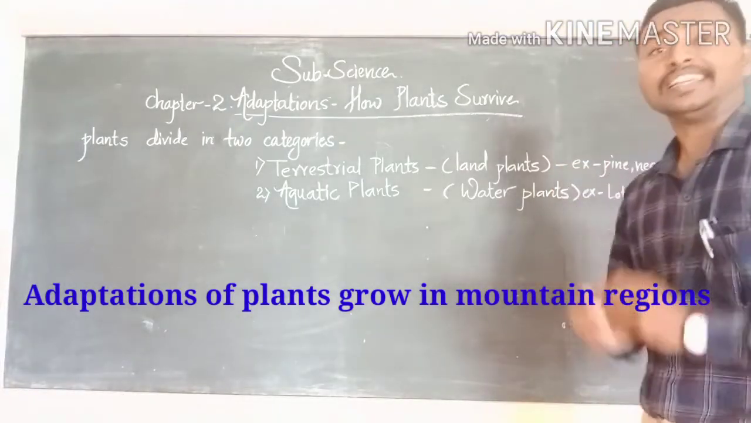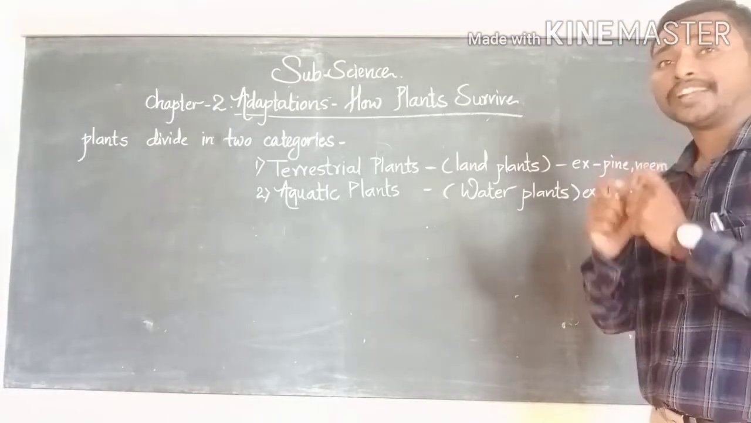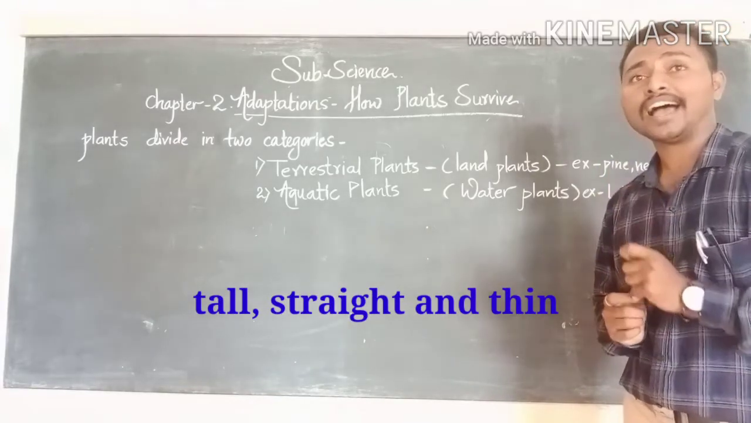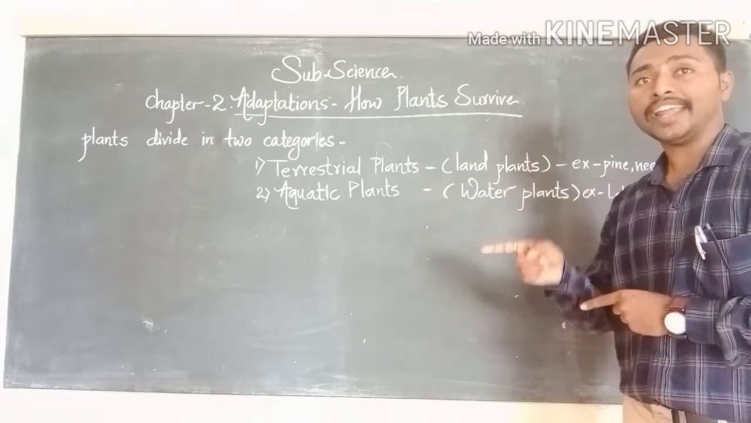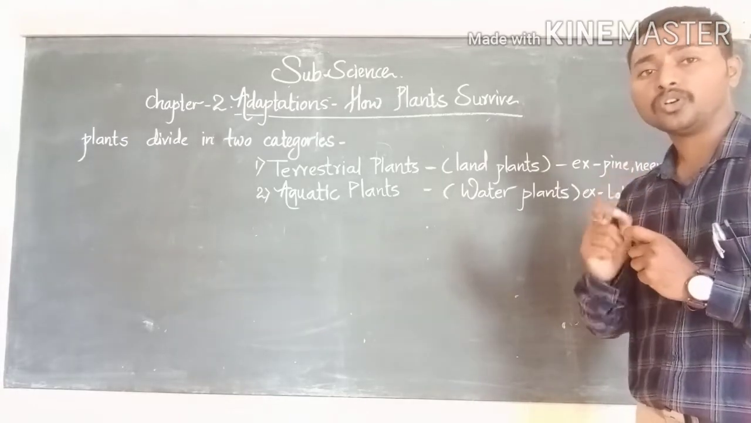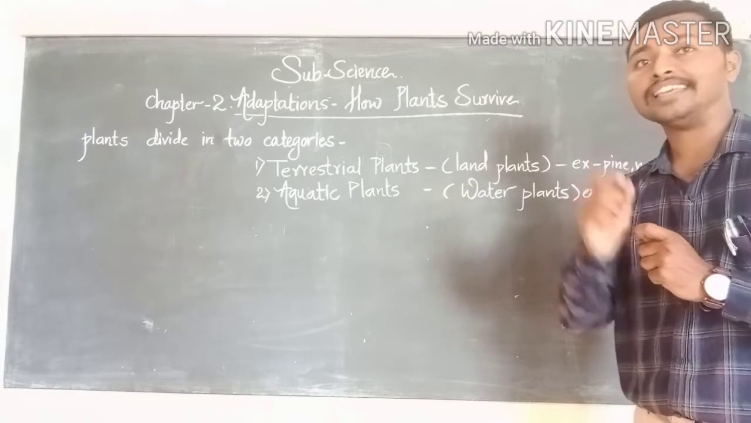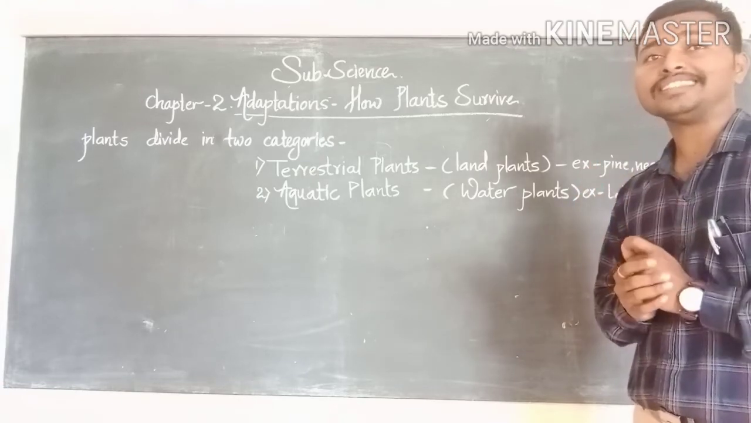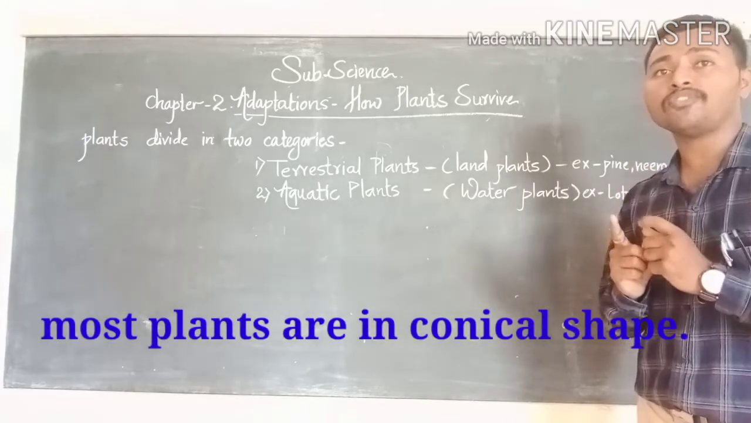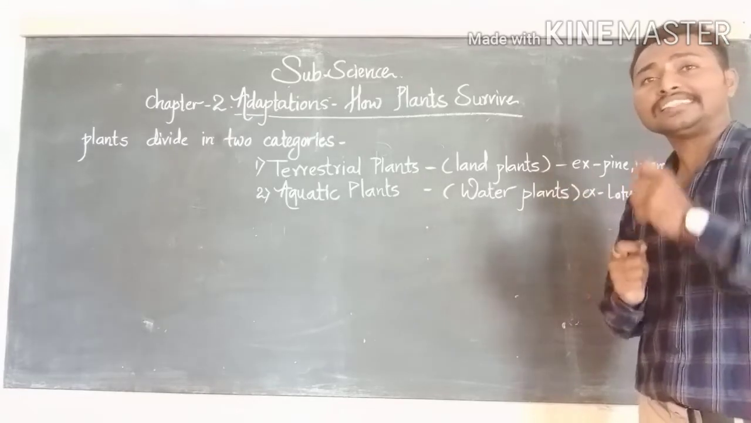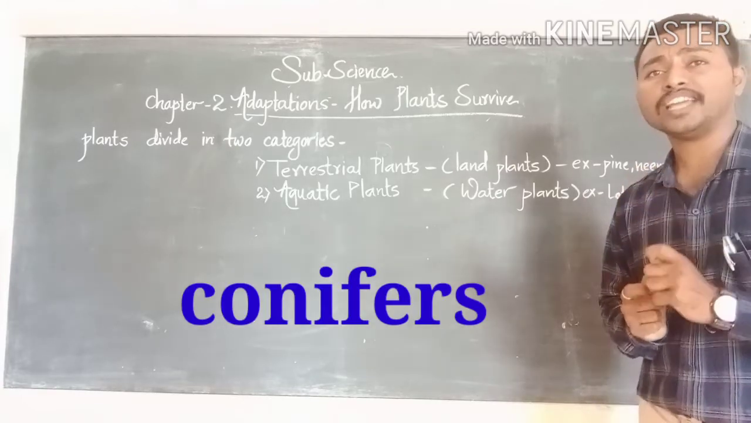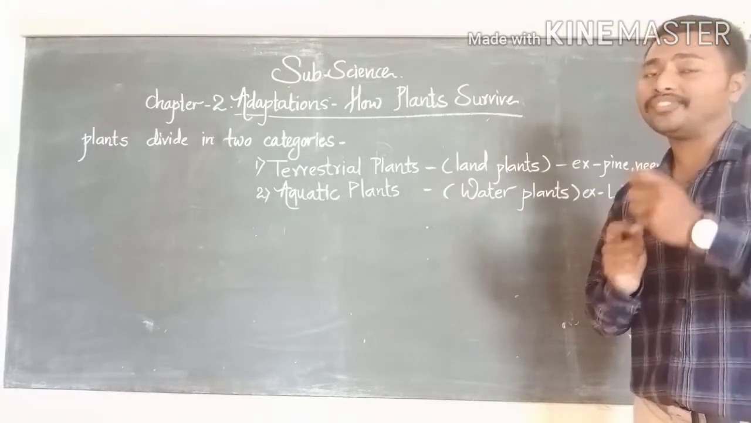Their adaptations. Trees are tall, straight and thin. So they are usually flowerless. उनको पौधे के साथ flowers नहीं होते हैं. And they bear cones with seeds inside them. Next, they are conical in shape, and thus are also called conifers. Their shape helps the snow to slide off easily.